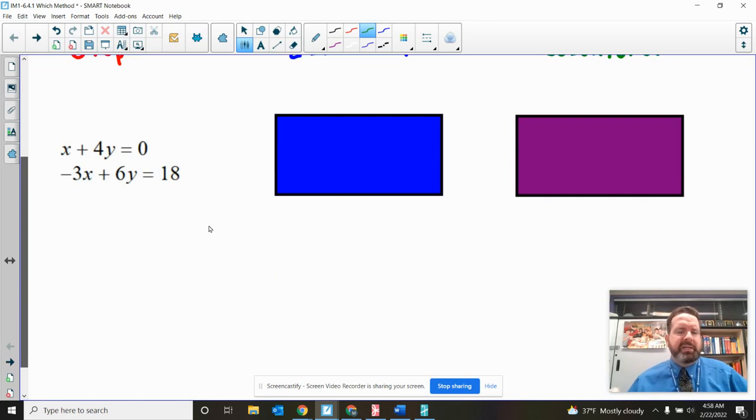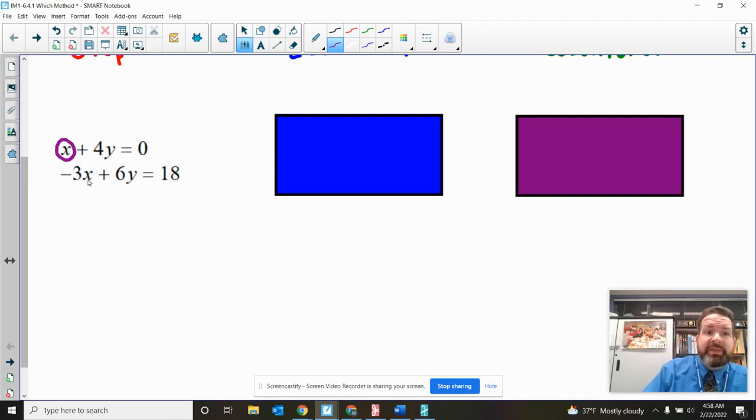Okay, make your choice here. I think that I would choose one of two, because as I'm looking at it, it wouldn't be hard to get this x by itself. Just subtract the 4y over. You'd have x equals -4y, and you can then substitute without too much trouble.